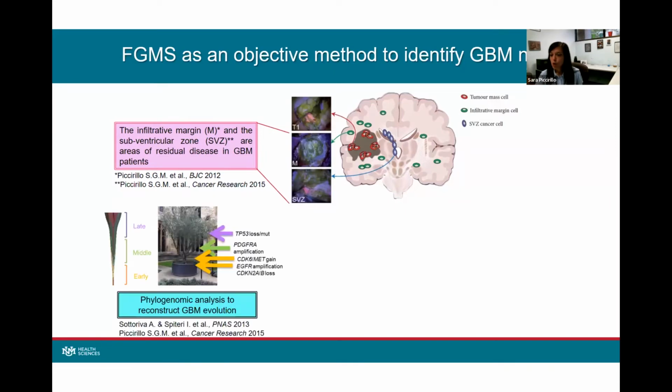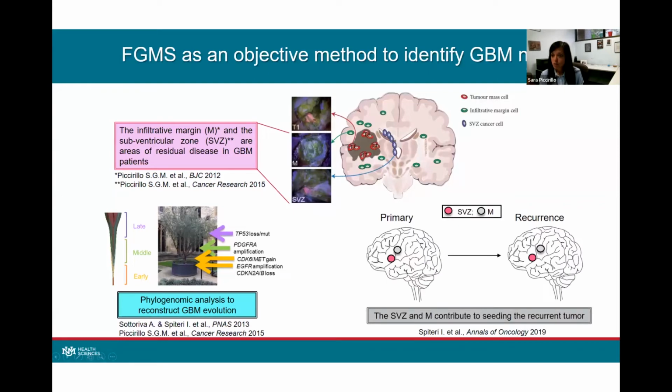And in particular, what we found by genomic analysis is that we were able now, by phylogenomic reconstruction, so this tumor evolution approach that I was telling you before, to position as well the infiltrative margin and the subventricular zone in what we called our phylogenetic tree. So again, looking at the genetic alteration, not only could we infer the founding clone for each patient and the genetic profile of that founding clone, but we were also able now to look at the genetic alterations that were present in the infiltrative margin and in the subventricular zone.